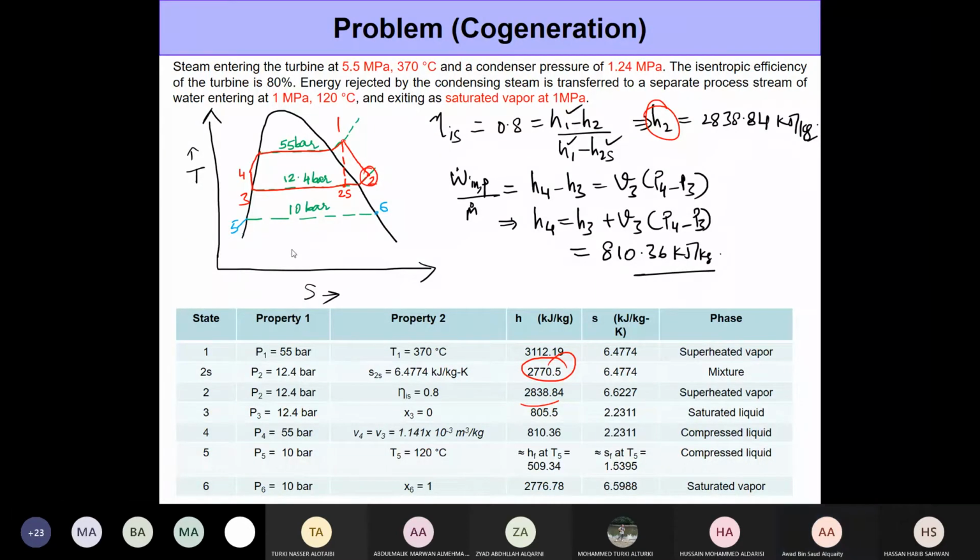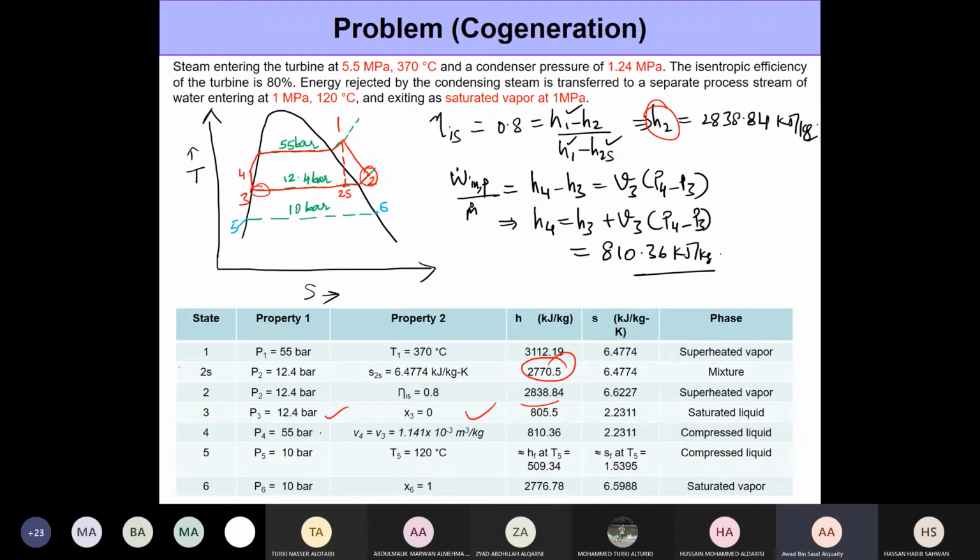Sorry. OK, we have state 1, state 2, and state 3 is very straightforward. State 3 is simply saturated liquid. Nothing is mentioned, but you can assume the exit of the condenser would be saturated liquid. So you don't have to bother with anything. You already have the condenser pressure, so you get what's needed.